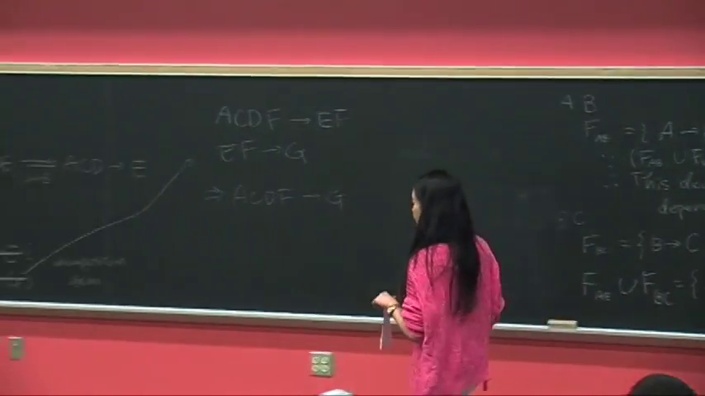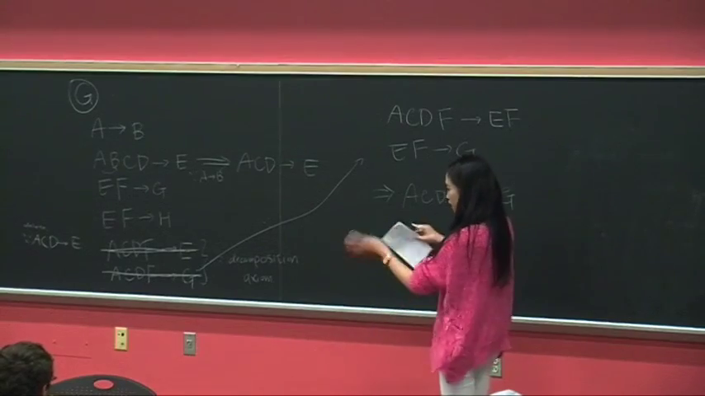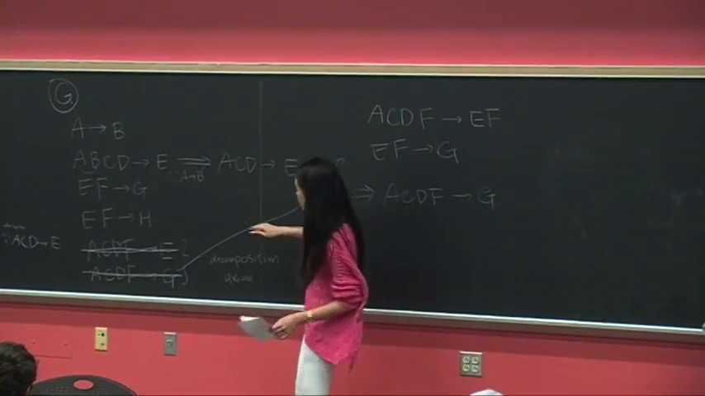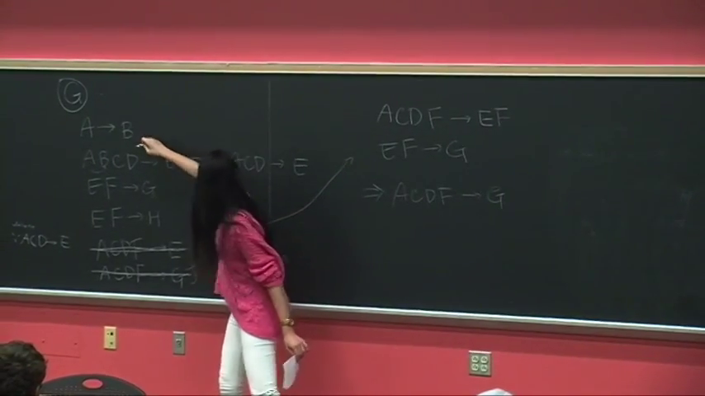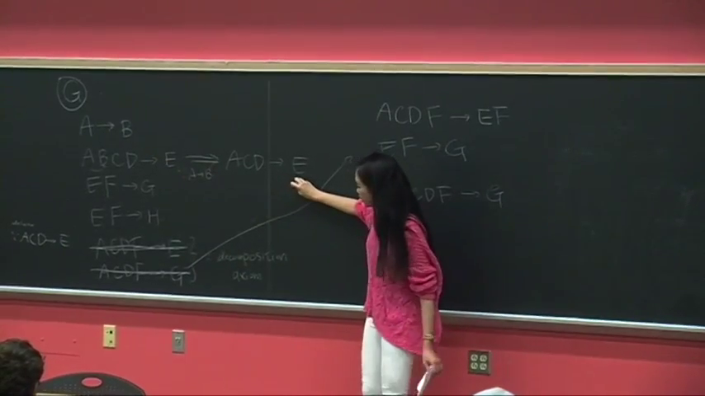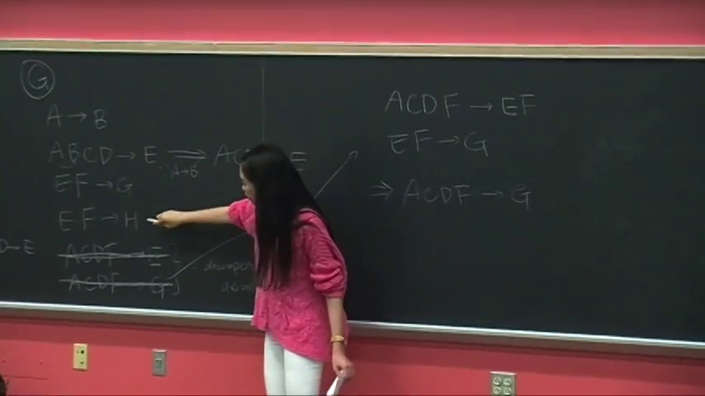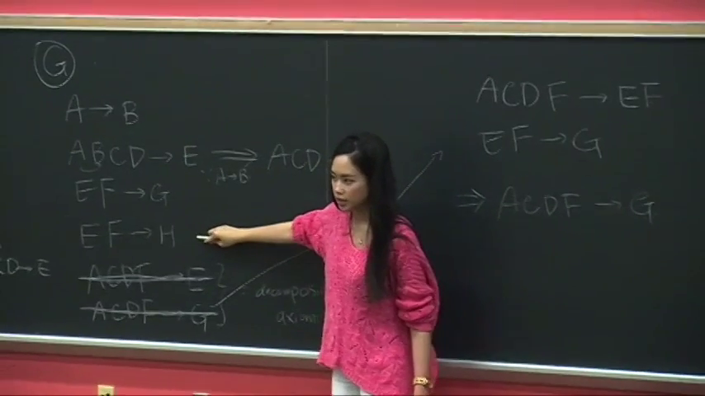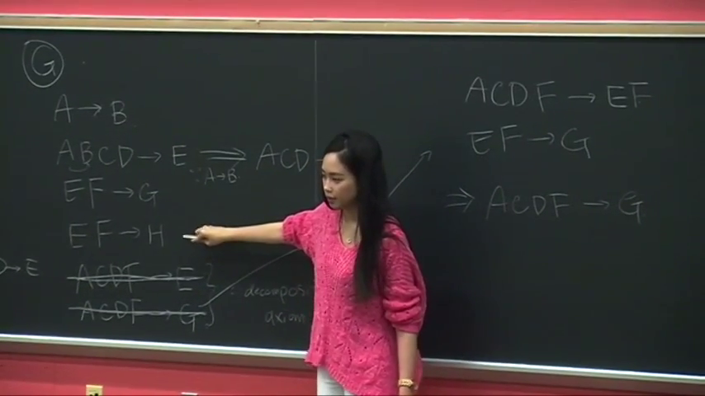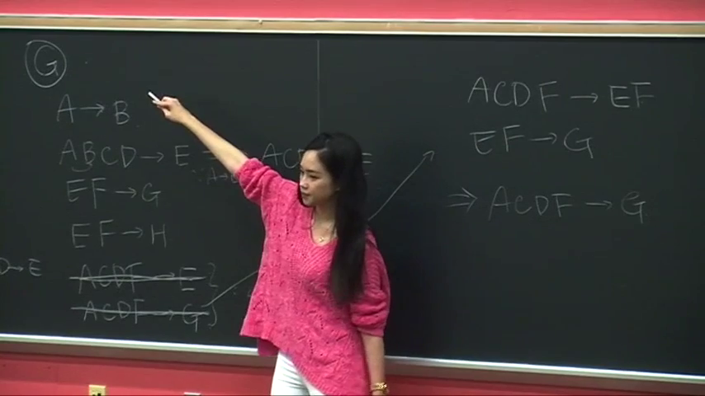Okay, any questions for here? So after all these steps, we found these left: A determining B, A, C, D determining E, EF determining G, and EF determining H. These left are our minimal cover for F. Okay?